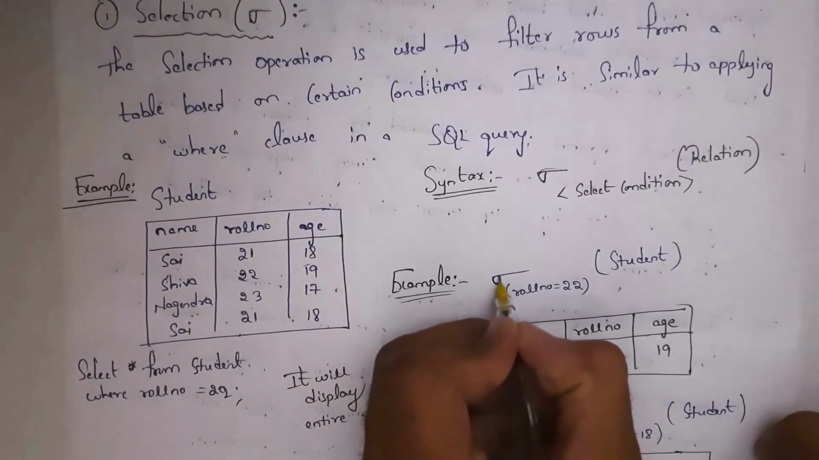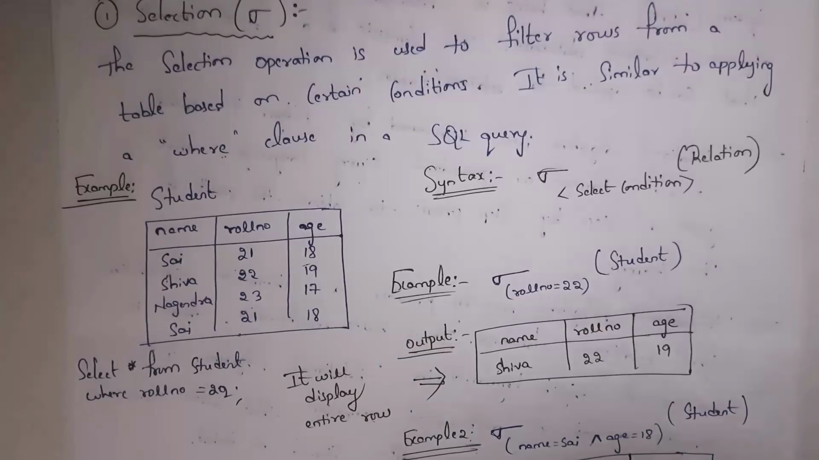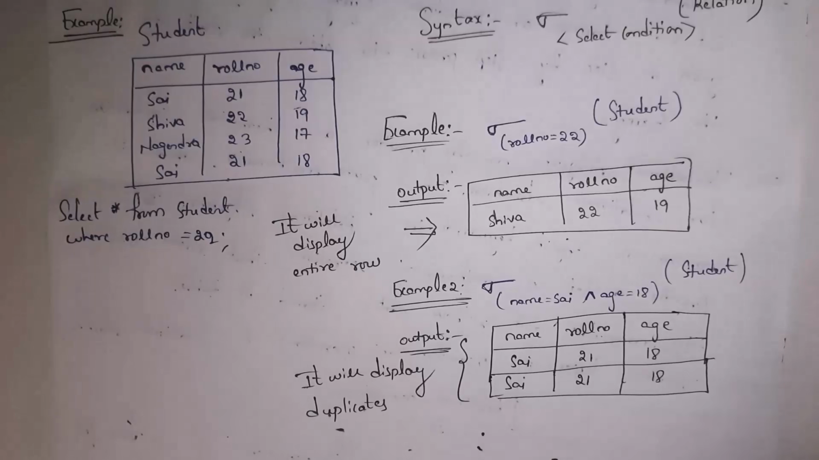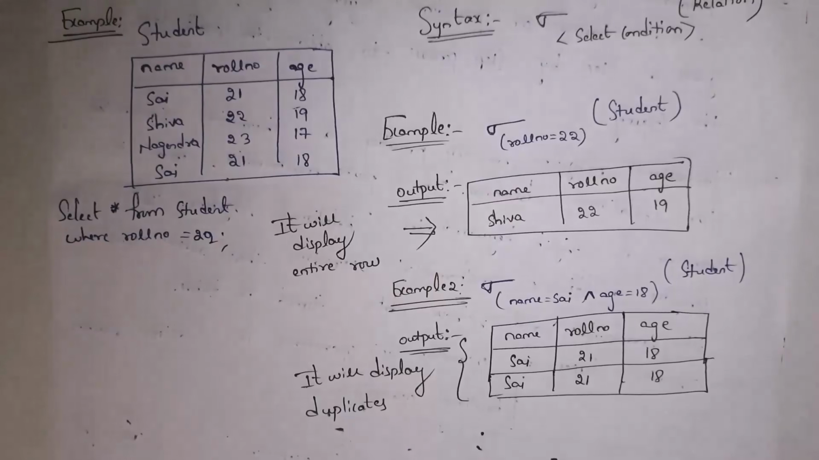So just write here sigma, and here write roll number equal to 22. This is the condition. So at first write sigma, and below sigma you need to write the condition, that is roll number equal to 22. My table name is student, so I am writing student in brackets. Whenever I run this mathematical operation, this is my output. I will get output name Shiva, roll number 22 and age 19. Guys, just remember that the selection operation will display the entire record. For example, if I want to get only the name, the selection operation will not display only the particular name.